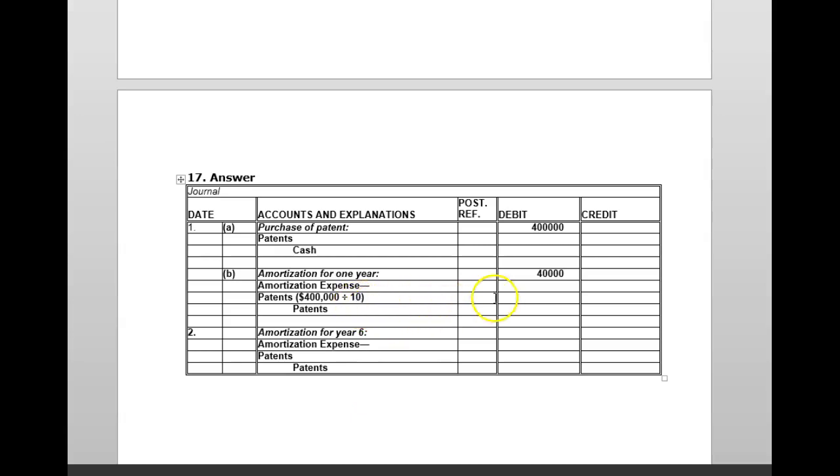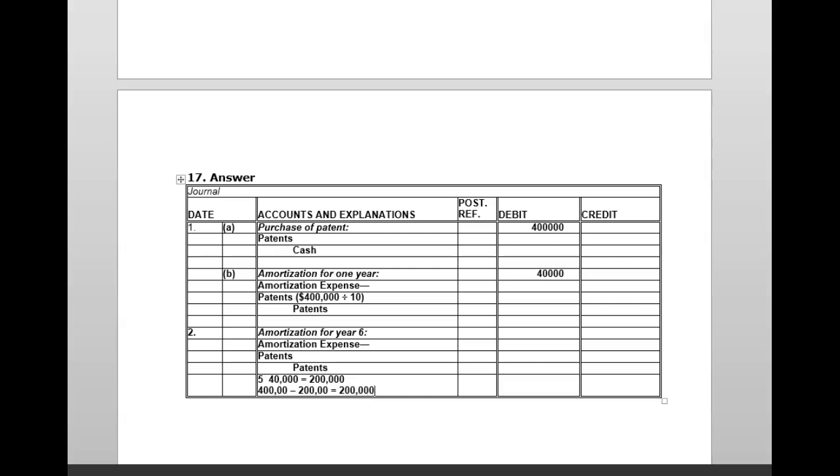So 5 years times this 40,000 equals $200,000. You've got 5 years times that 40,000, which means we have an accumulated amortization of 200,000. What does that leave theoretically as the book value of the patent? Well, that's very easy. 400,000 minus 200,000 equals 200,000, right?